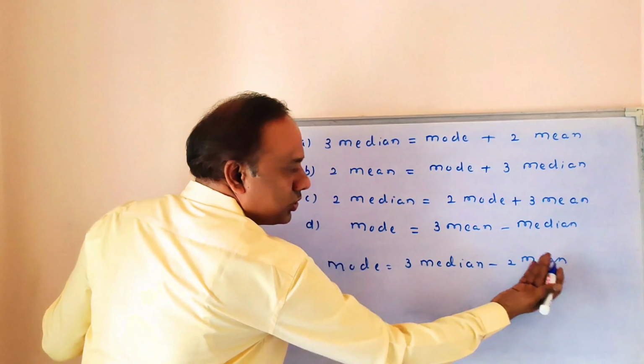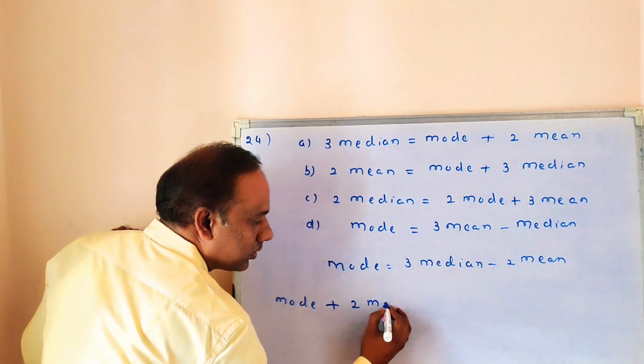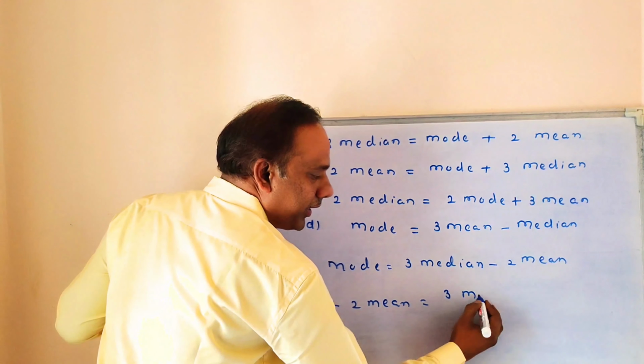Mode minus 2 mean, you take to the left side, so it becomes plus. 2 mean is equal to 3 median.